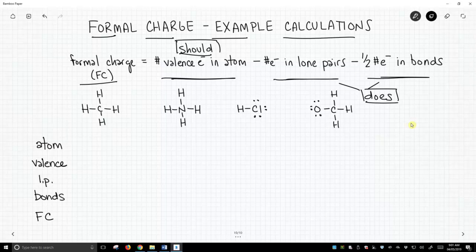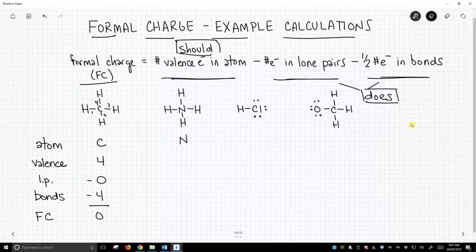So, first example, here is carbon. Carbon is our atom. And just filling in our column of information. How many electrons should carbon have based on its original valence electrons as an atom? It's group 14, take off the tens place, that'll give us 4. The number of lone pairs, there are 0 lone pairs, therefore 0 electrons in those lone pairs. And it has 4 bonds. Remember, each bond, 1, 2, 3, 4, has 2 electrons. 1/2 of 8 electrons is 4. So 4 minus 0 minus 4 gives us a formal charge of 0. So that carbon doesn't need a formal charge.